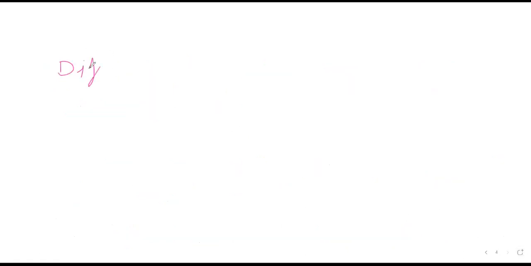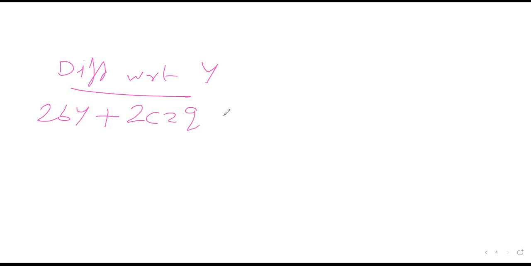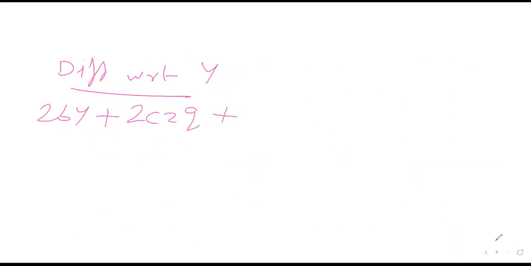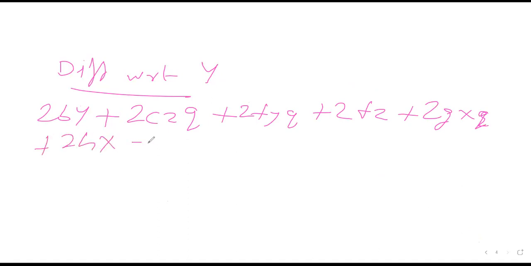Similarly, differentiate with respect to capital Y. Okay, and we will get 2by plus 2cz, you see here 2fyz, it will give you 2fy into q plus 2fz, plus here 2gx into q plus 2hx is equal to 0.